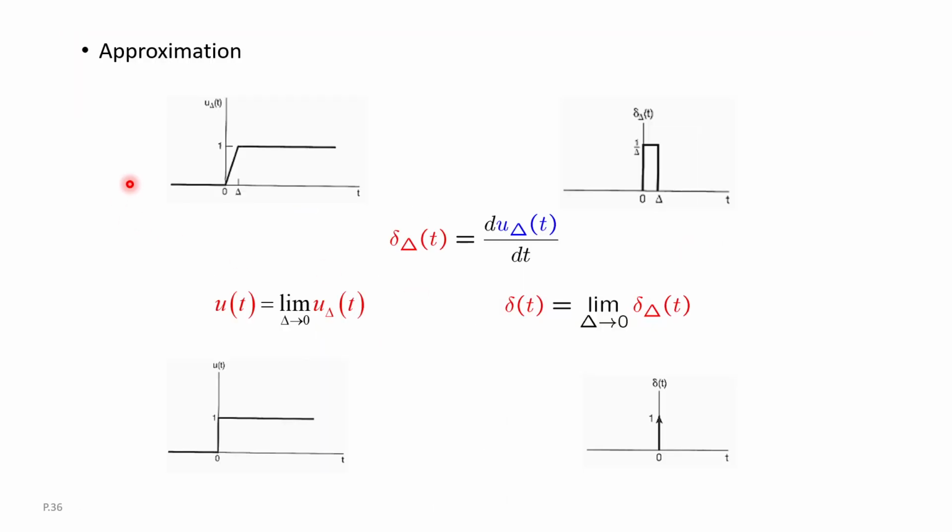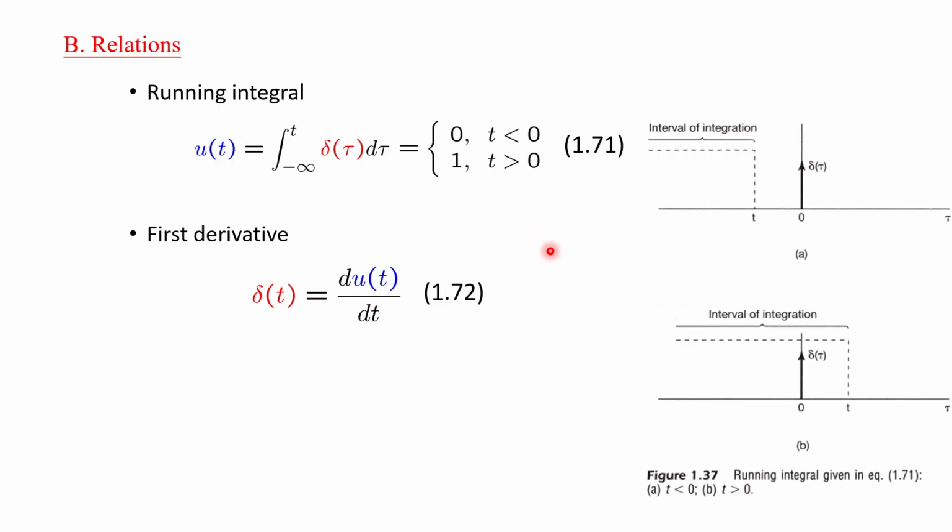You might argue, why are we taking this very specific form of approximation? Indeed, you can take all kinds of different forms here, like a more curly connection, or instead of 0 to delta, you have minus delta to 0. But they will all converge to similar things, and the only property we need is this integration and differentiation relationship between the unit step and the delta function.